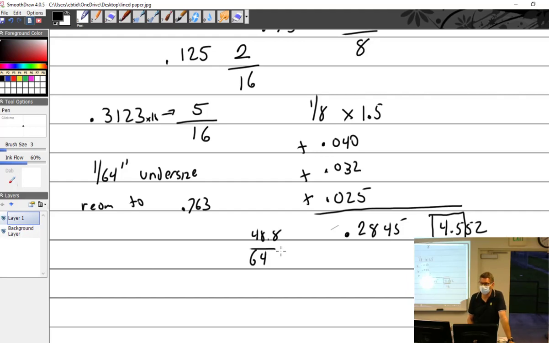You're going to round to the nearest size. What would be the correct size? 49. Okay, so that's going to round because they're going to round up. So it's 49/64. Okay, so we just figured out what this final size is. It's very close to 49/64, right? But we have to do it how much undersize? 1/64.